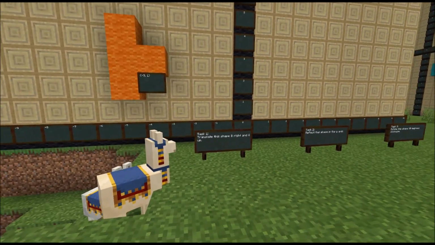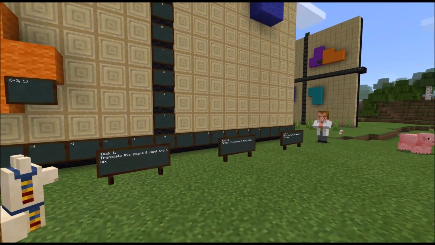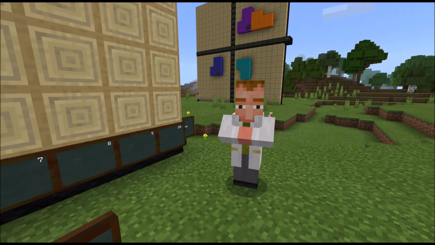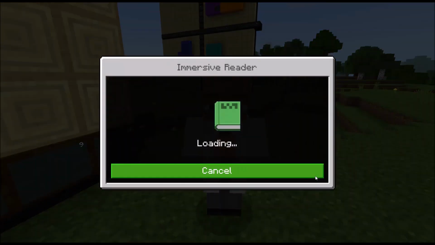So let's have a look. Translate this shape 8 right and 6 up. Now you may notice the grid is slightly bigger. Let's have a look over here. Who have we got here? Oh, hello, Mr. Knight.